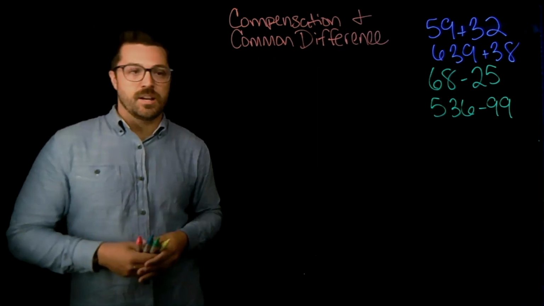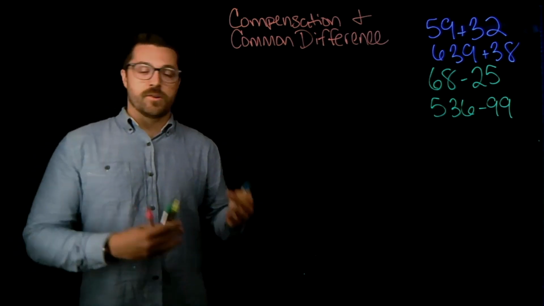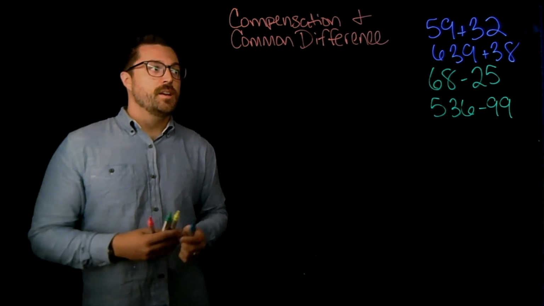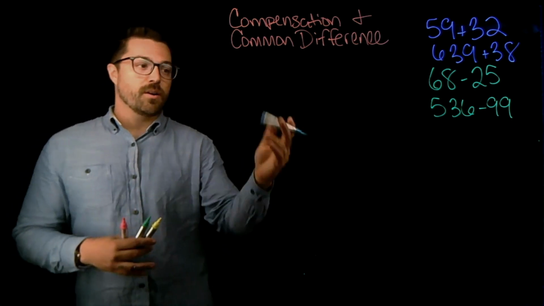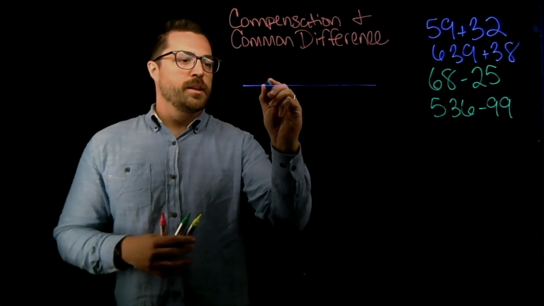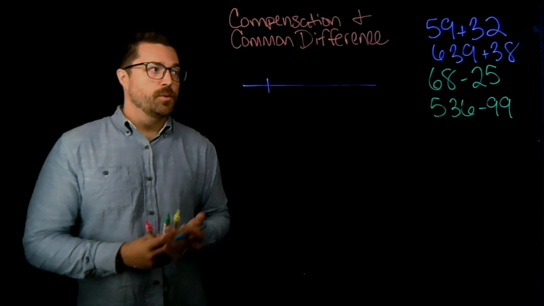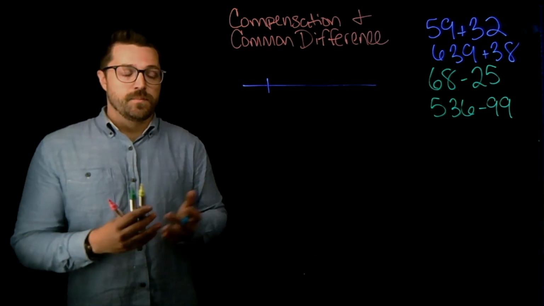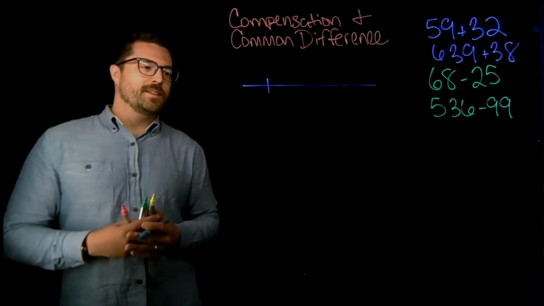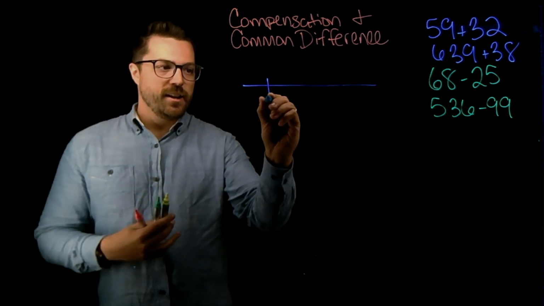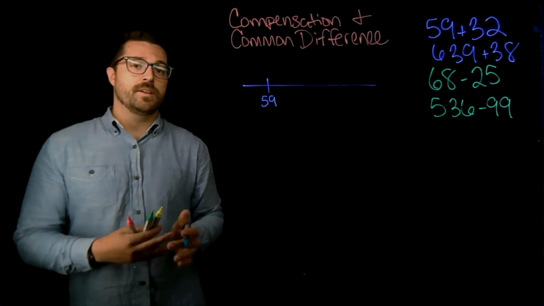So the first two examples here are addition, so we can use that compensation strategy. The first one aligns with first grade. It's within 100. So we're going to look at 59 plus 32. And I'm going to start on an open number line. So I'm going to start with 59. We could start with 32 if we wanted. With this strategy, it actually doesn't matter too much which one we start with, but because I know how I want to play with this strategy, I'm going to start with 59, and my goal is to add 32.